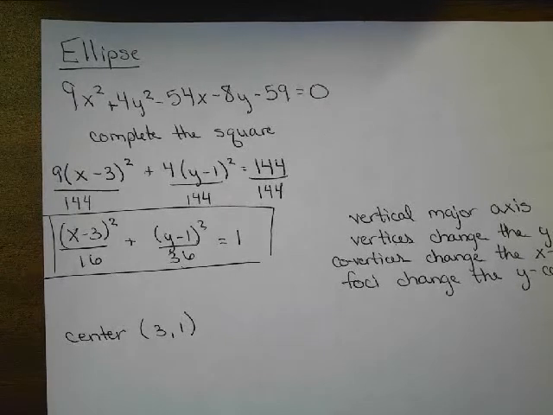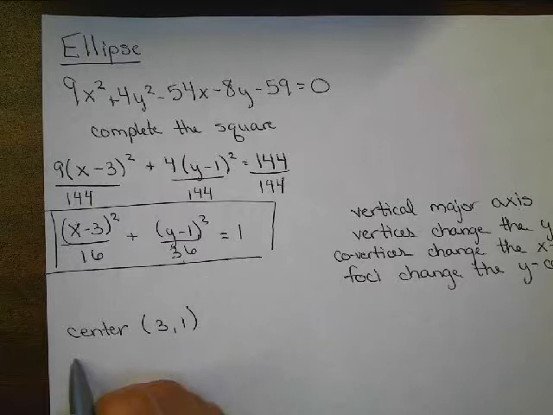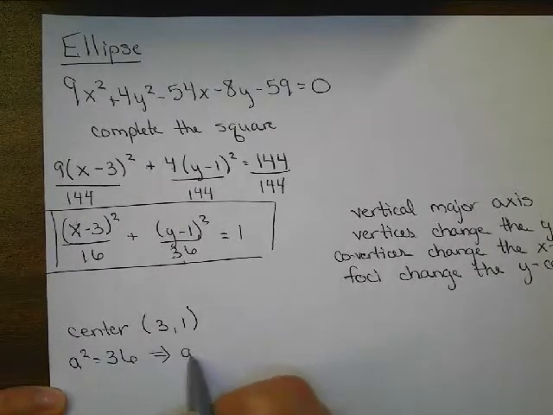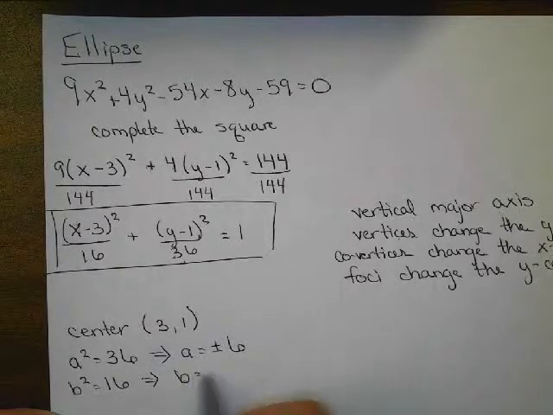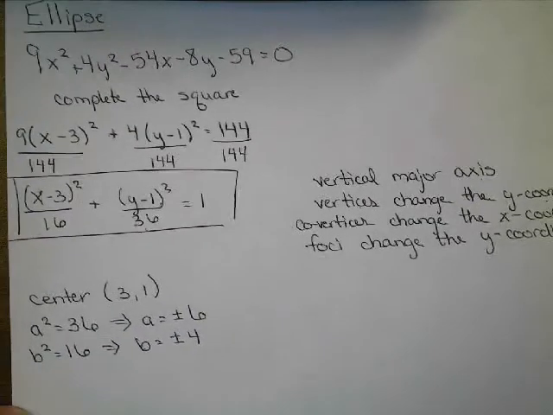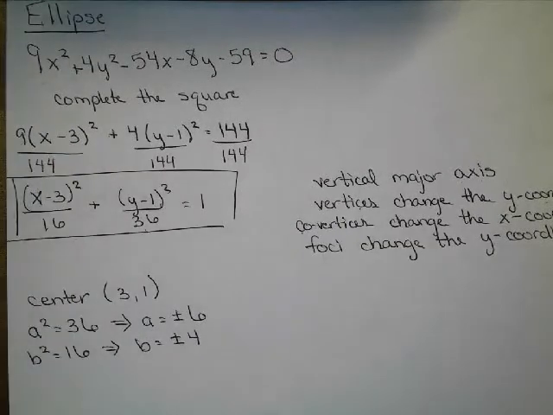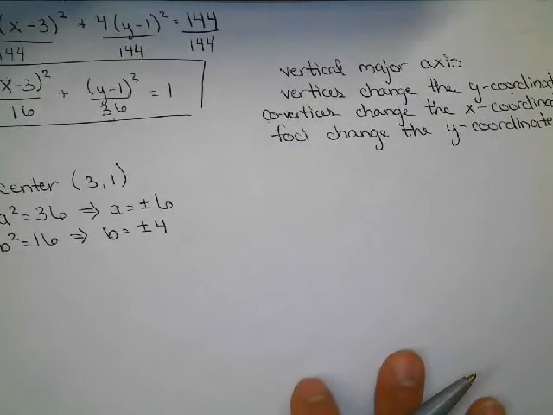Then I can figure out my a squared and my b squared. Again, a squared is always the bigger number, so it's going to be 36. So a squared is 36, which means a is plus or minus 6. B squared is 16 then, so b is plus or minus 4. So we have a and b. A is for vertices, b is always your co-vertices. We also need c though.